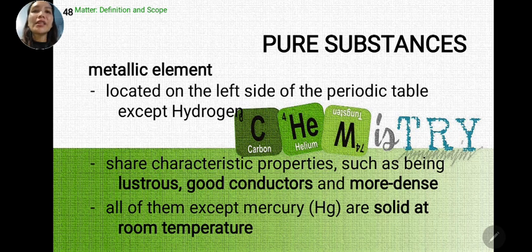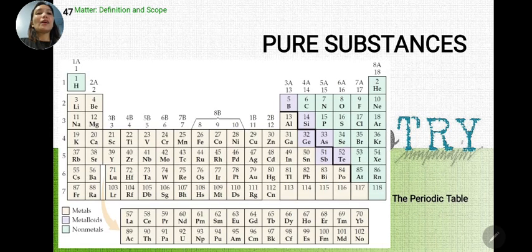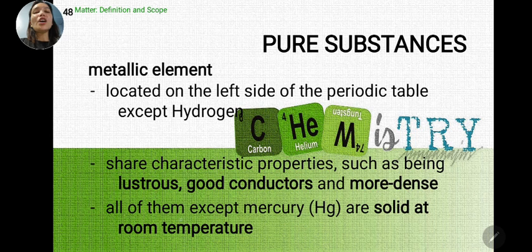So, pure substances, yung mga metallic elements, ito yung properties niya. So, they are located on the left side of the periodic table except for hydrogen. They have characteristics such as being lustrous. They are good conductors of heat and electricity, and they are more dense. All of them, except mercury, are solid at room temperature. Yung mercury kasi is called a liquid metal.